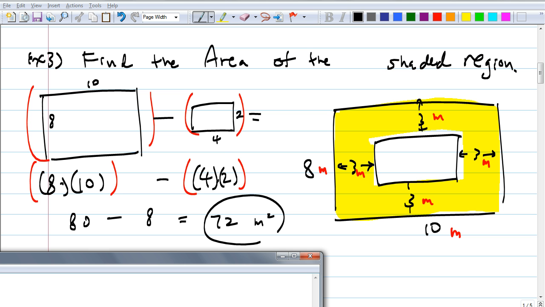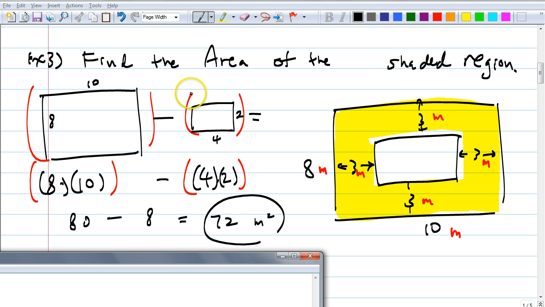Isn't that right? Because we figured this out from example 1, that the area of the rectangle inside was 4 by 2. And the area of the big rectangle is 8 by 10, right? So 8 by 10, which is 80, minus 4 by 2, which is 8.